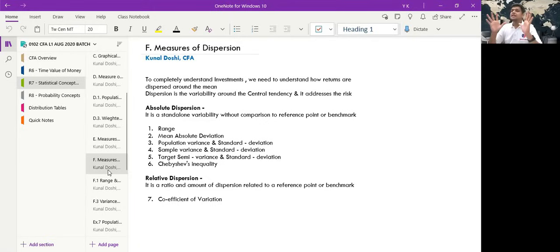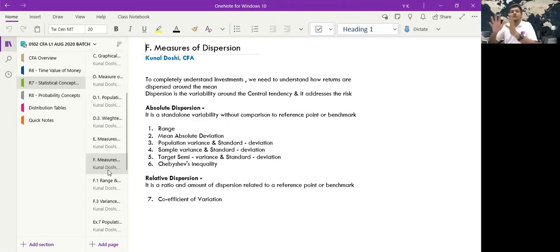And the two major categories are absolute dispersion and relative dispersion. In absolute dispersion, we are just going to focus on risk. In relative dispersion, we are going to focus on risk with respect to returns. So risk adjusted returns, or you can say risk reward ratio, that is what is going to happen in relative dispersion. In relative dispersion, you are going to relate your dispersion with something.